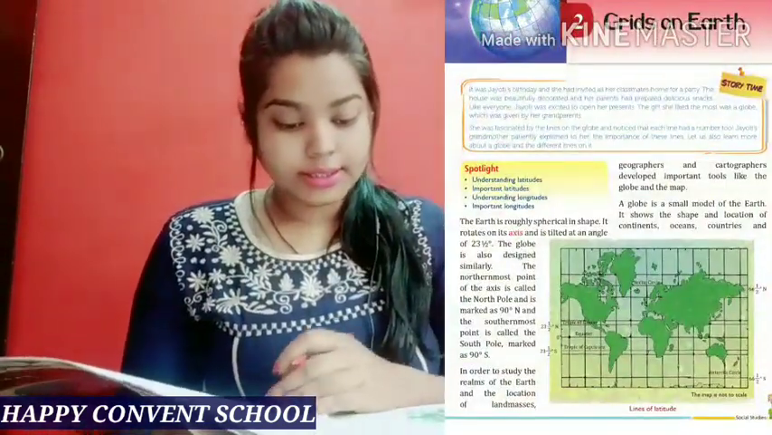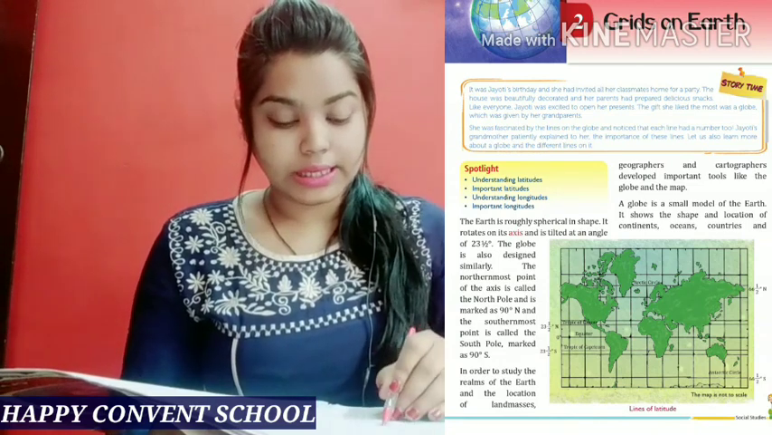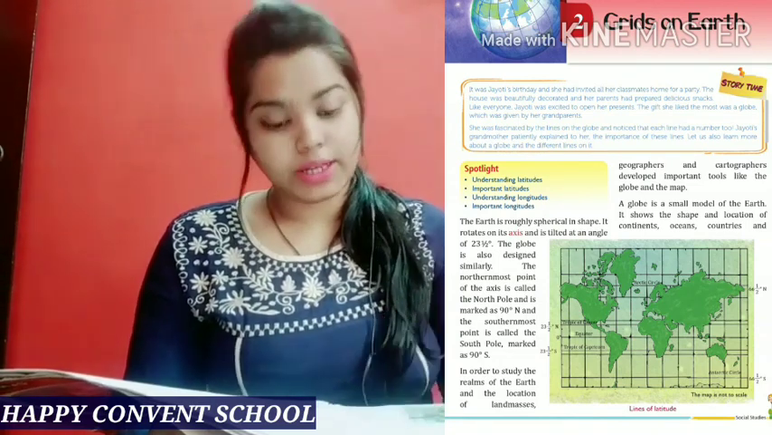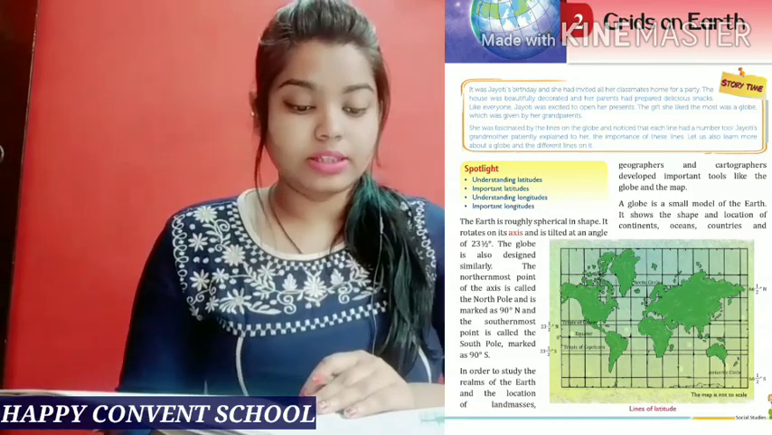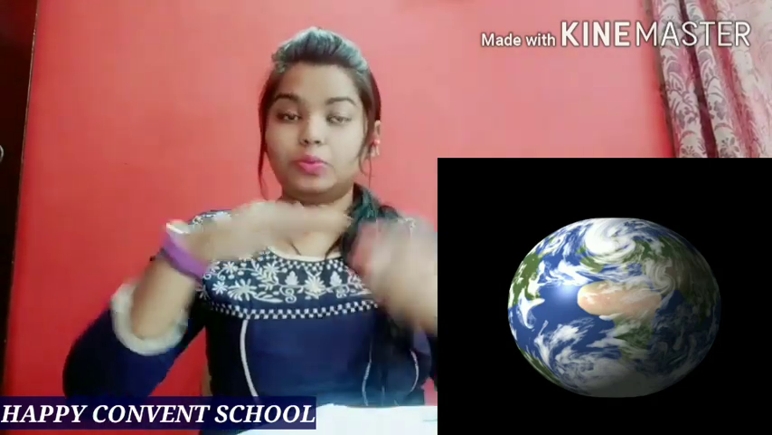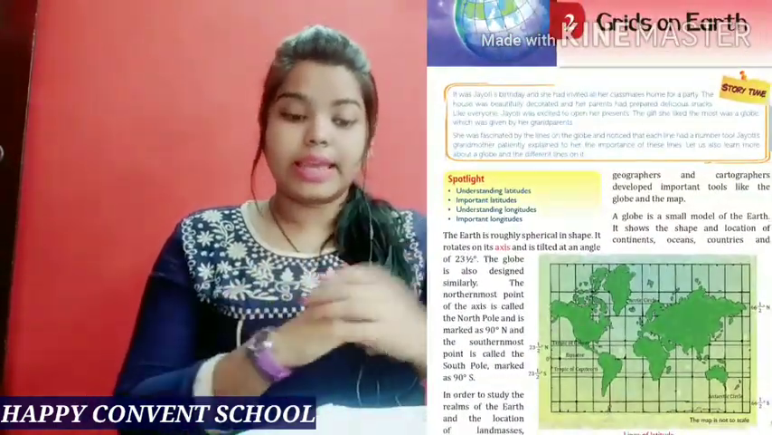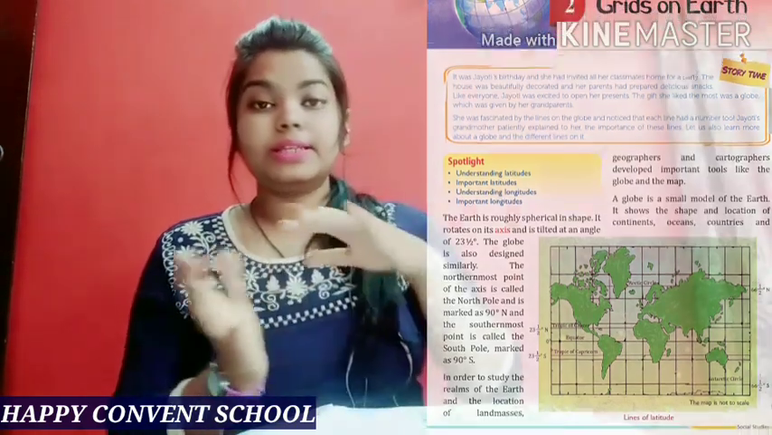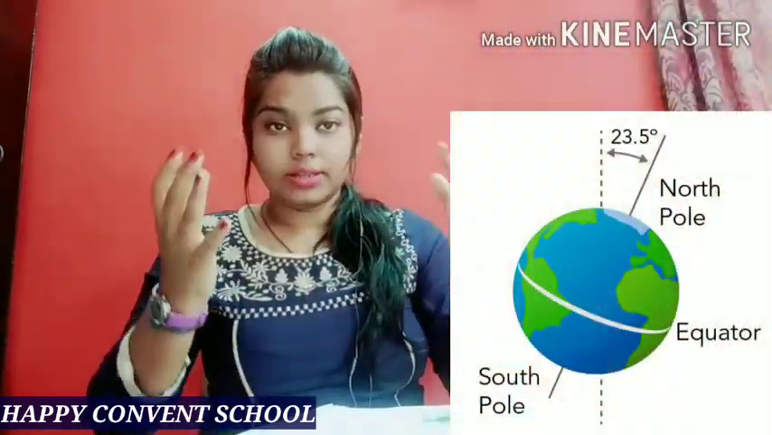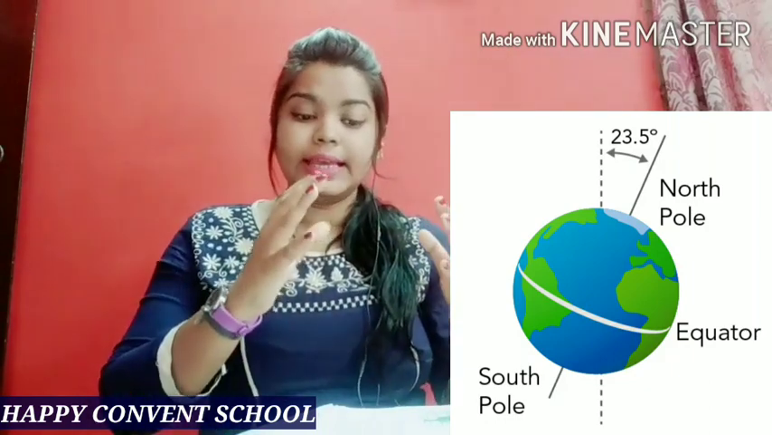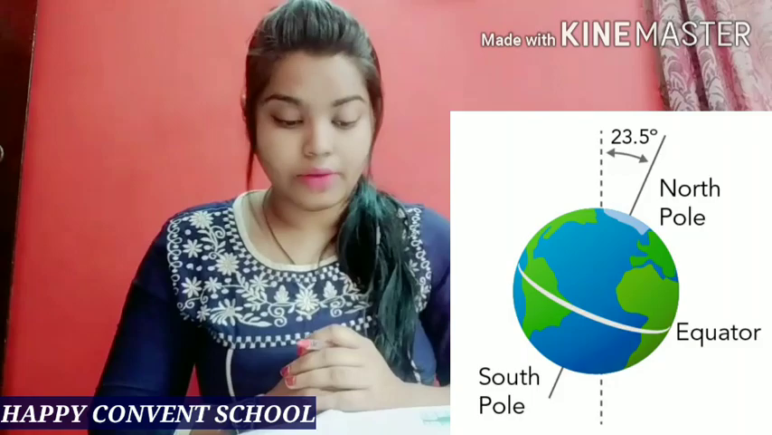The earth is roughly spherical in shape. It rotates on its axis and is tilted at an angle of 23.5 degrees. By this we mean the shape of the earth. As we all know, the shape of the earth is spherical, meaning round. But why is it called roughly? It is called roughly because it is flattened towards its two poles, north pole and south pole. Now it is also tilted at an angle of 23.5 degrees. It means it is inclined. It is not straight this way, it is a little bit inclined at an angle of 23.5 degrees.